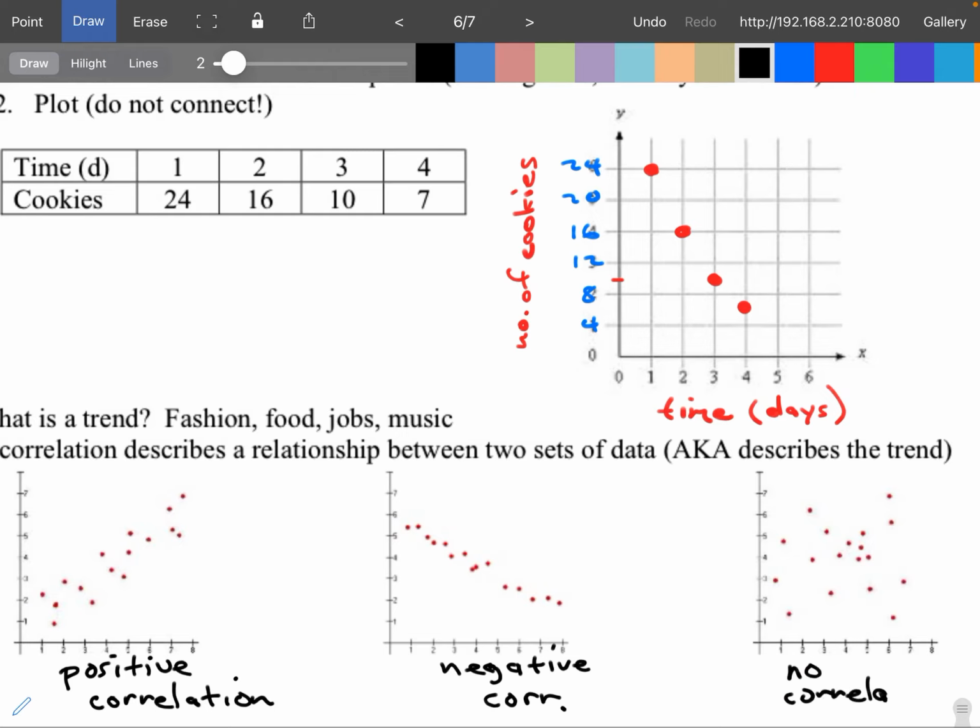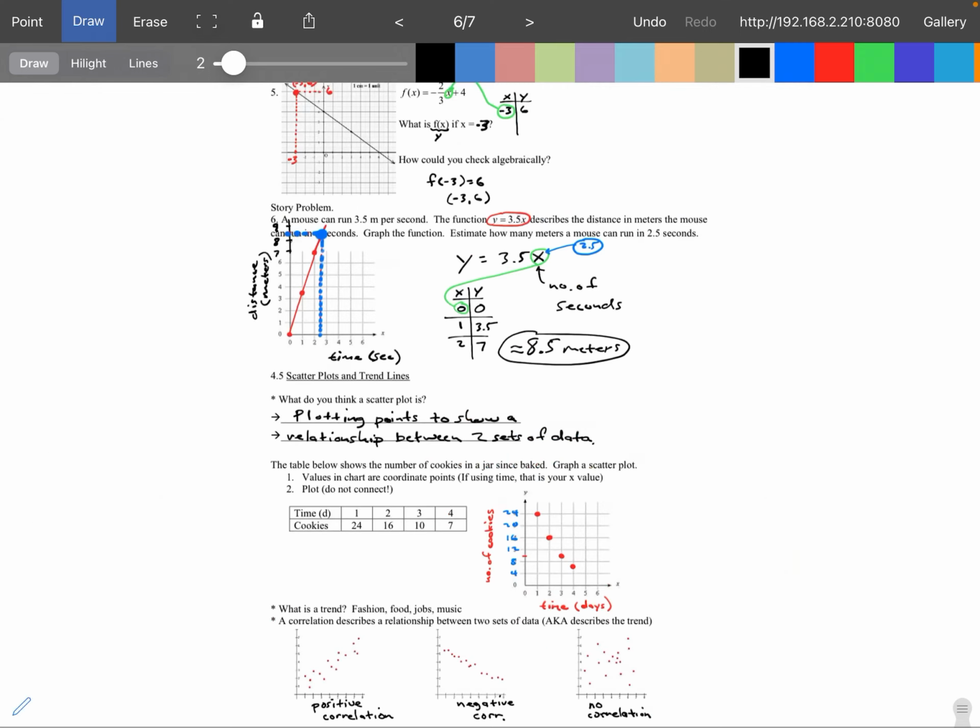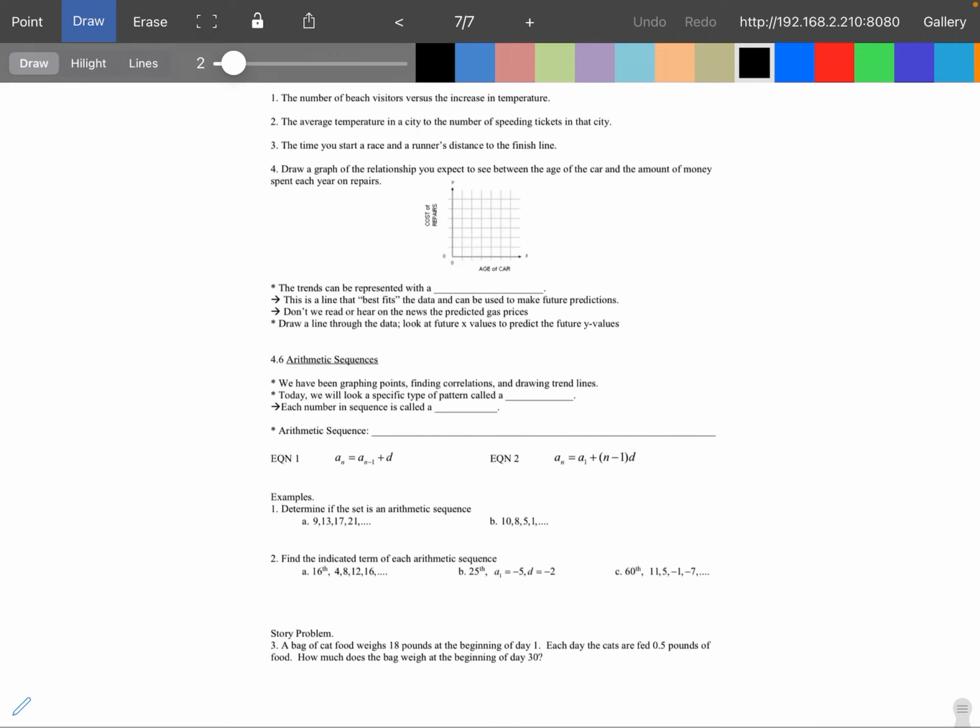What about the third one? Neither. Yeah, there's no correlation, right? There's no pattern in that data. So this is no correlation. And that's the first page of the notes, so that went pretty quick.